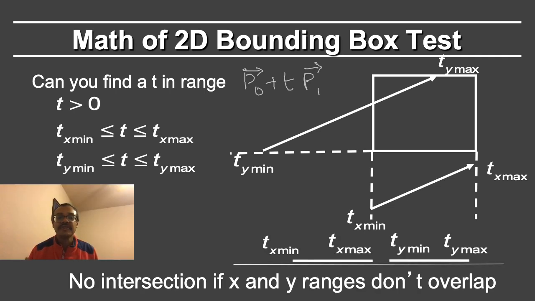What are the conditions for the intersection? Of course, t must be greater than 0 for a ray to intersect the box at all, and then t must lie in the range of x min and x max. This t value is where the ray actually intersects the box, and x min and x max correspond to the edges, the sides of the box as shown in the diagram. Similarly, the t value where the ray intersects the box must lie within y min and y max, between ty min and ty max.